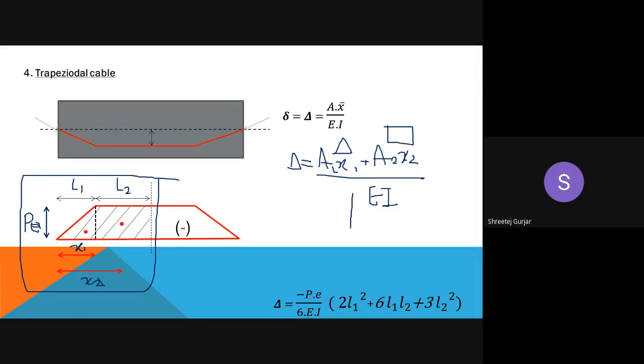If you solve, you will arrive at this result. You can see it at your bottom. Can you read this equation for me, please? Minus PE divided by 6EI, bracket 2L1 square plus 6 L1 L2 plus 3 L2 square. Correct. So I hope you know what L1 and L2 are; I have shown them in this figure. P, E and EI we know, no problem.